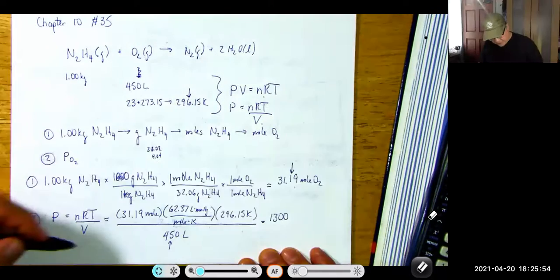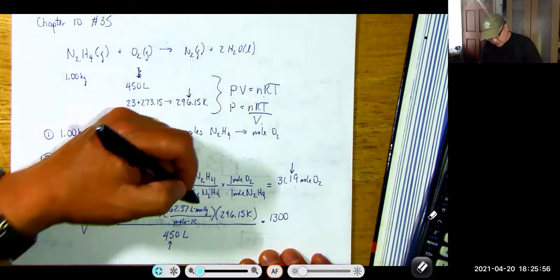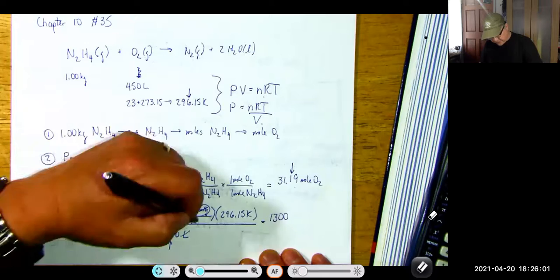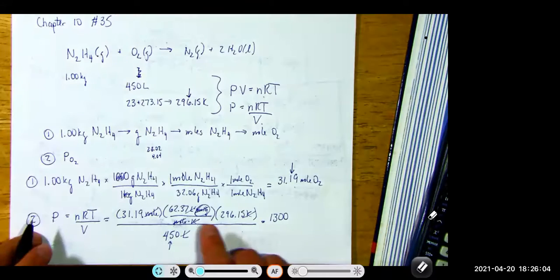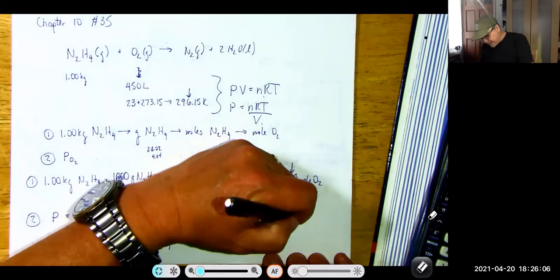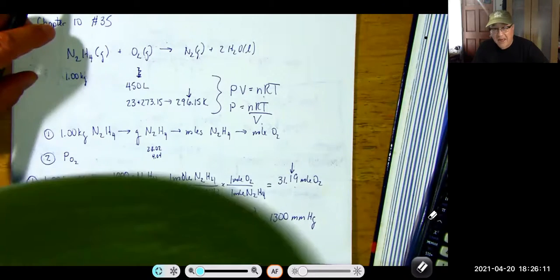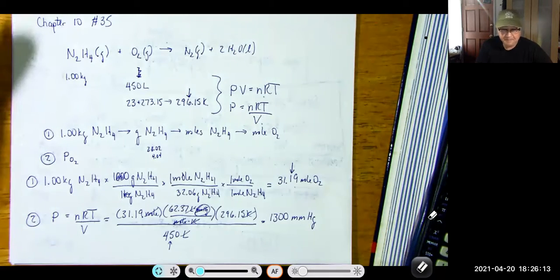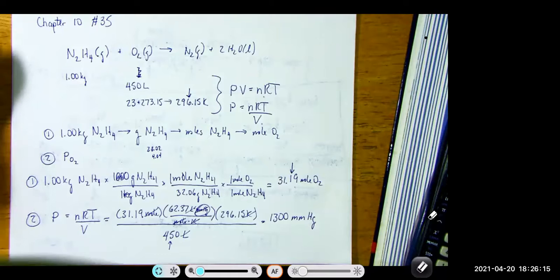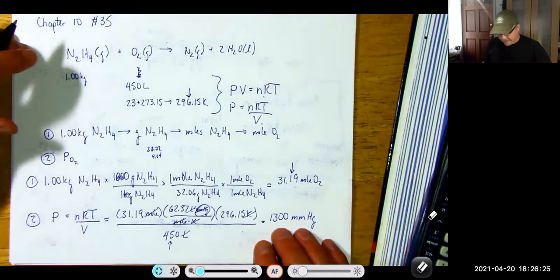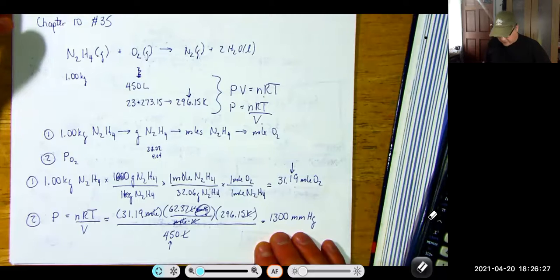And let's see what the units are. The millimeters of mercury doesn't cancel. Whoops. The liters cancels. The K cancels. The mole cancels. The millimeters of mercury is the only thing that doesn't cancel. So we're left with 1,300 millimeters of mercury, which is almost 2 atmospheres of pressure. Right. And 1 atmosphere is 760. Correct. So this is like 1.6 atmospheres or 1.7, something like that, I imagine.